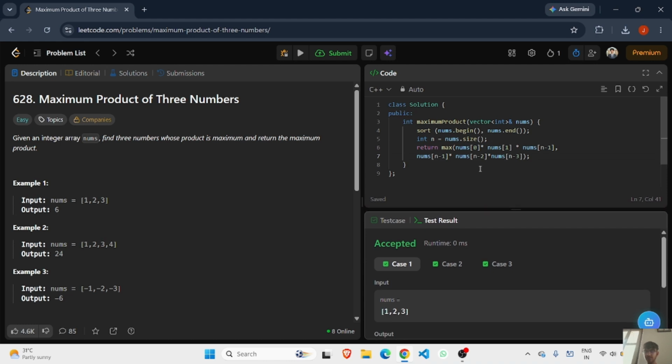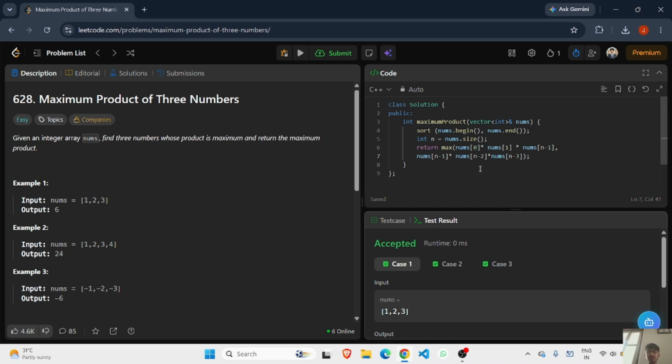So this is the simplest code for this solution. First, we sort the array. Now the smallest numbers are at the beginning and the largest numbers are at the end. Then we calculate two products. The first product uses the two smallest integers and the largest integer, and the second product uses the three largest numbers. Finally, we return the largest value using the max function.